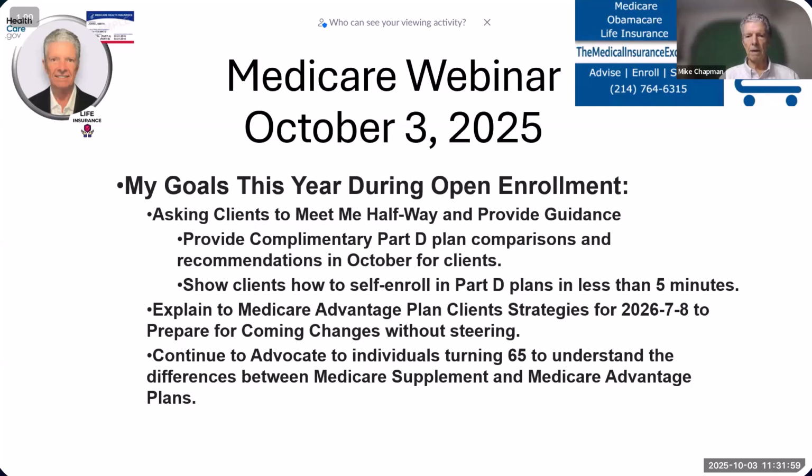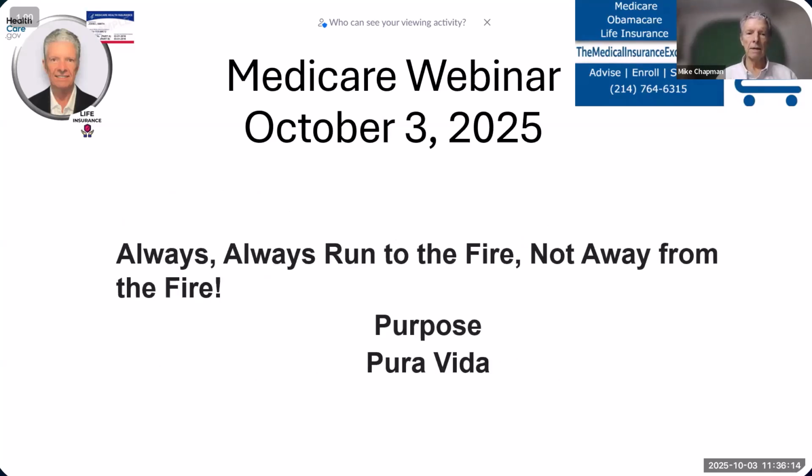99% of the junk mail and spam you get as anybody on Medicare, or especially people that are turning 65 in the next year, it's all based on Medicare Advantage plans because that's where the profits are for the insurance companies and for related companies. Again, my goal has always been to run to the fire and not away from the fire.